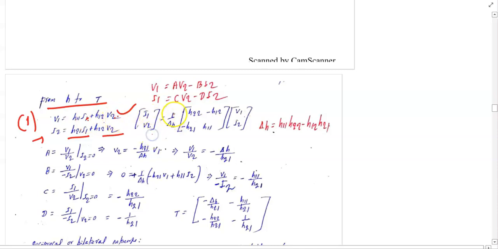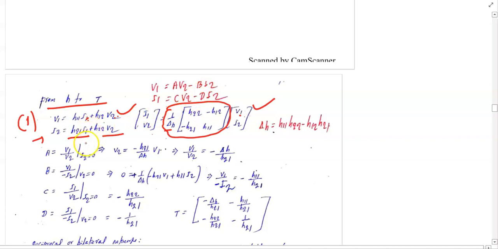So I1 V2 equals 1 upon del H, where del H means the determinant of the H matrix. This whole term is the inverse of the H parameter matrix, and V1 I2. Now you have 4 equations. Now you check how A is defined. A is defined as V1 upon V2 when I2 is 0.